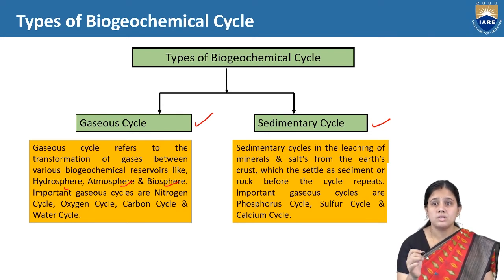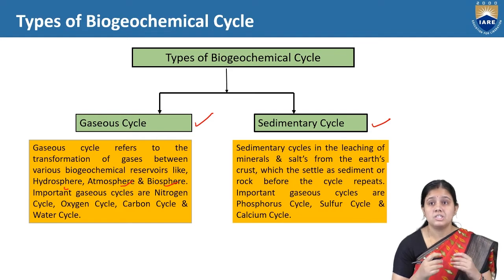Okay, so now the sedimentary cycle. The sedimentary cycle is the leaching of minerals and salts from the earth's crust, which settle as sediment or rock before the cycle repeats. Important sedimentary cycles are the phosphorus cycle, sulfur cycle, and calcium cycle. We will study all these cycles in detail in the coming slides.